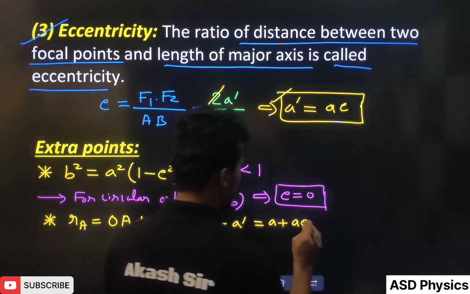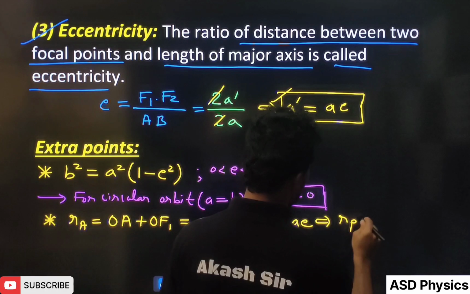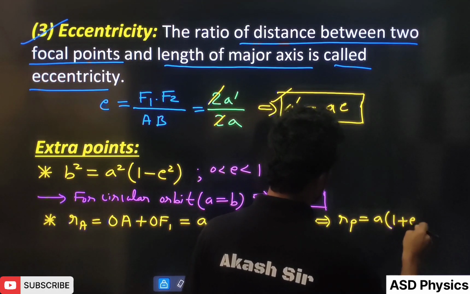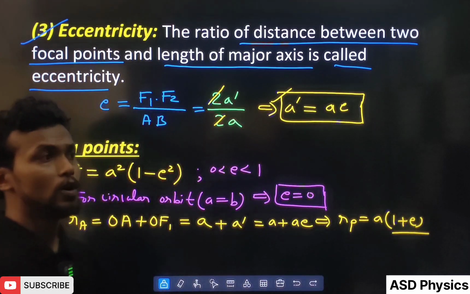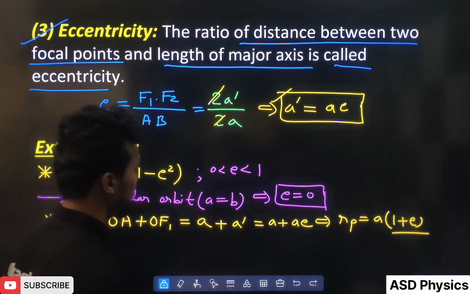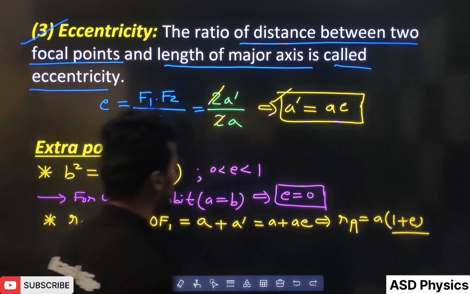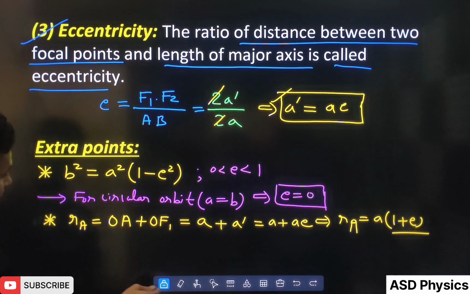We have seen here. That means we can write here this RA is equal to a(1 plus e). Very important from the competitive point of view. Okay, RA, this is RA. Now students, after that, if I talk about the next one, RP.